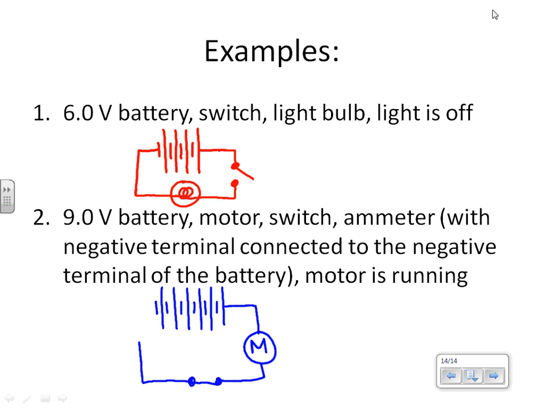And the motor is running. So this one is actually complicated, and we're going to talk about why after. But what we need to do is basically stick an ammeter in here, okay? And the negative terminal of the ammeter is going to be connected to the negative terminal of the battery. So it'll look something like that. So that's basically how we draw circuits. We'll do some more examples of it in class and get you guys to build some.